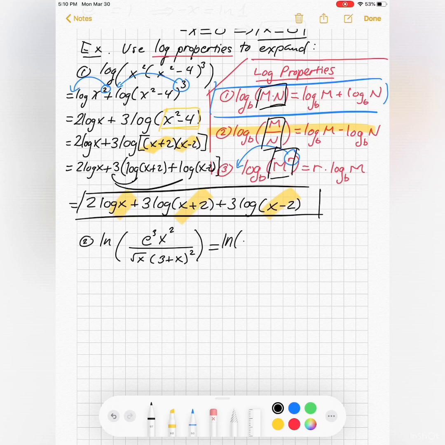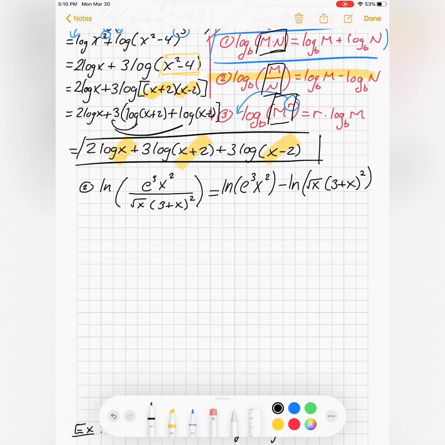Okay, so I'm going to have ln of the top minus ln of the bottom. And then what next? Here I have a product, right? Here I have another product. So the first term is going to turn into ln of e cubed plus ln of x squared. I'm going to have ln of square root of x plus ln of 3 plus x squared.